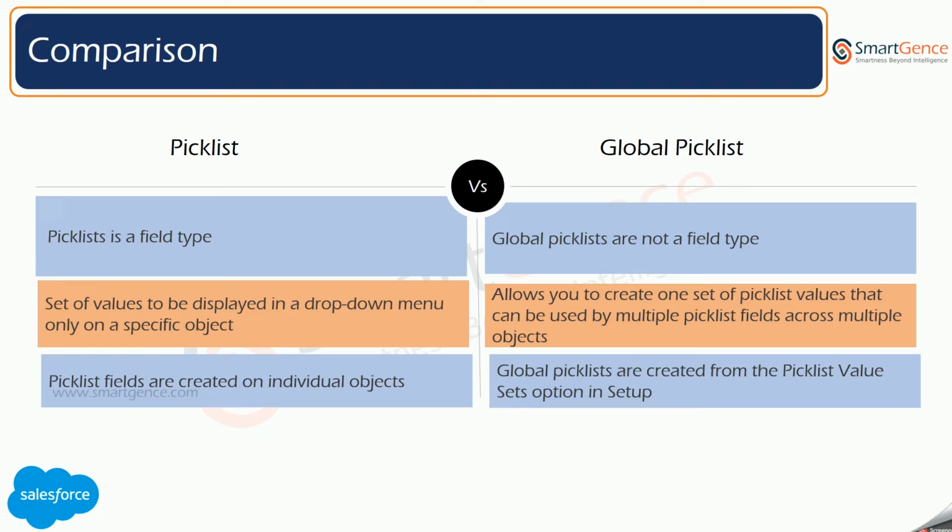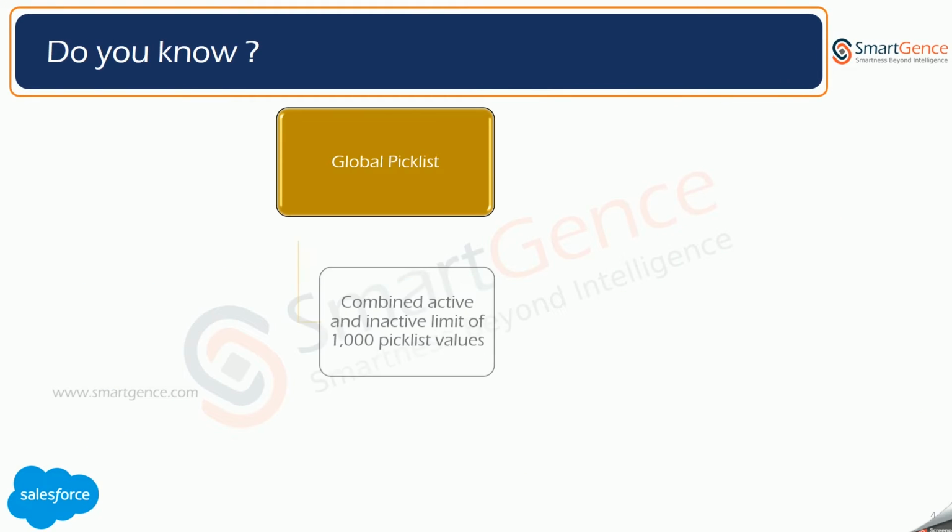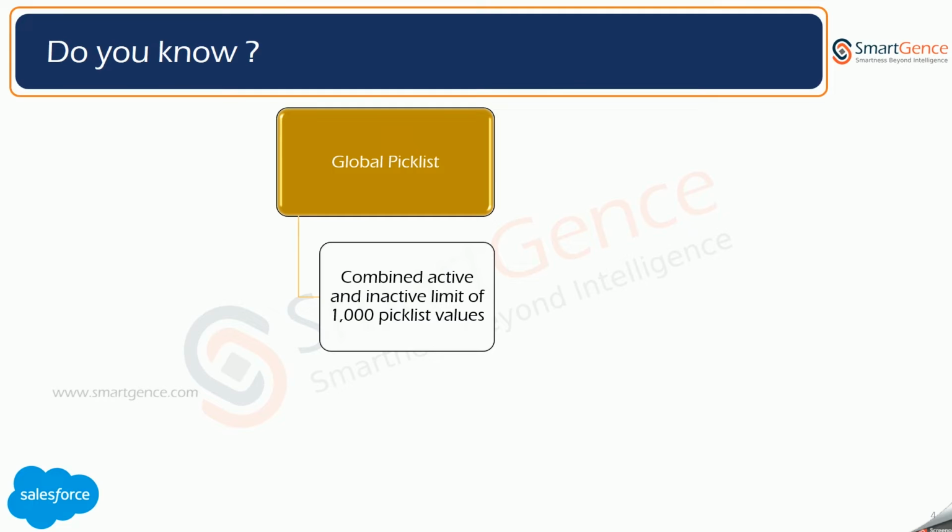And picklist values are created on individual objects, as we have seen, and global picklists are created from the picklist value sets option in setup. So to create a global picklist value set, we have to navigate to setup, and from there to picklist value sets. And a quick fact: we can have a maximum of 1000 picklist values in the global picklist set, combined of inactive and active picklist values.